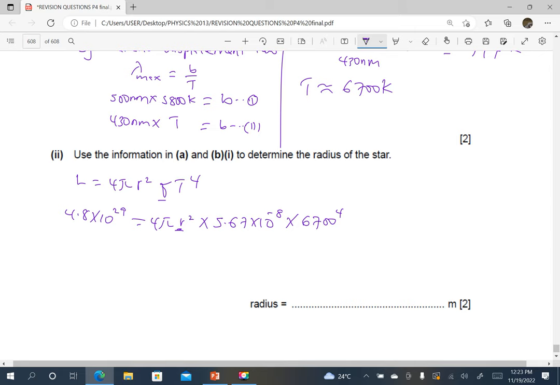So I just divide the luminosity by 4 pi, divided by 5.67 times 10 power negative 8, divided by 6,700 power 4. Do not forget the power of the temperature because it is T power 4. So this is giving me 1.8 times 10 power 10.